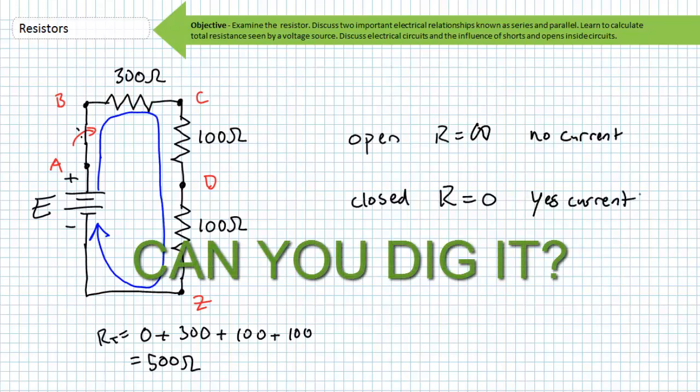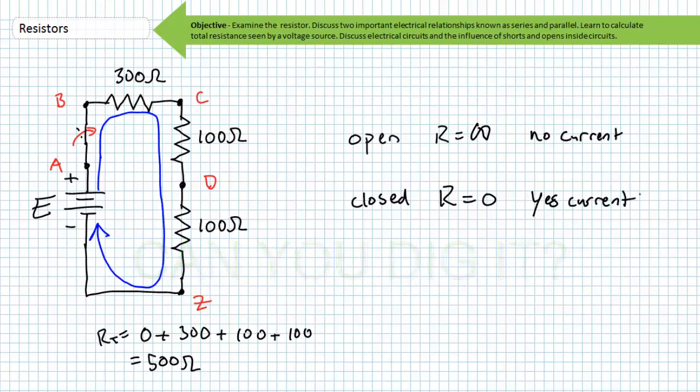Can you dig it? This is a very powerful property. Closed switches allow current to flow. Open switches do not allow current to flow. Switches enable or disable entire paths simply by changing their resistance from one extreme to the next.